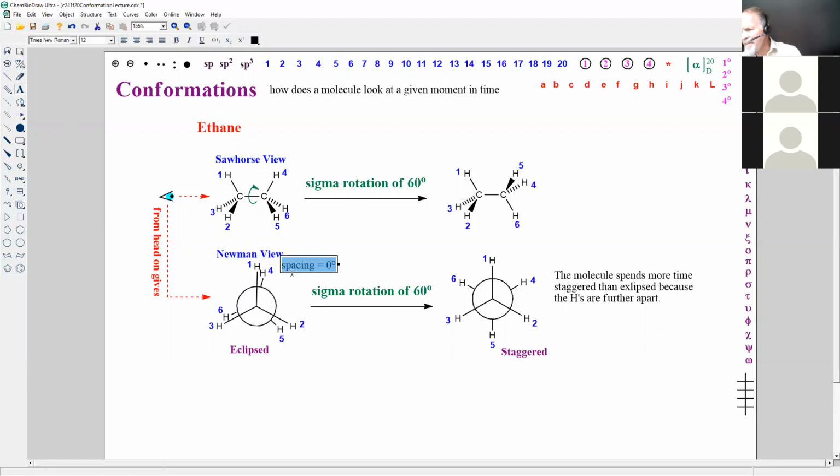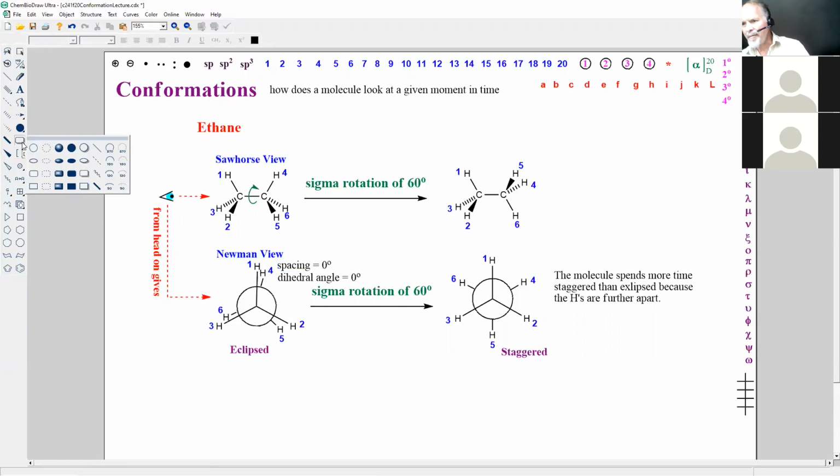And the spacing we're going to use instead of that word, and it's a good description, I actually like this word, even though it sounds a little fancy: dihedral angle equals 0 degrees. I'm looking at a pair of hydrogens here, so I'm just going to circle them. There, the spacing between those is 0 degrees.